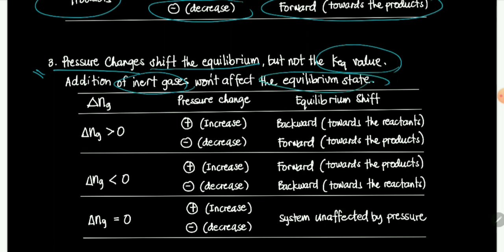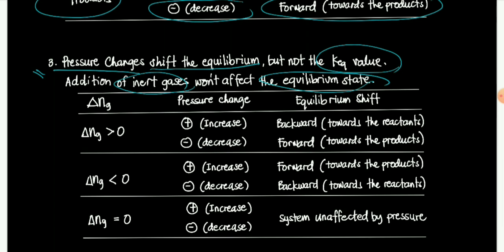Kasi kahit mag-add ka ng inert gas, pareho pa rin yung magiging partial pressure ng inyong mga components doon sa equilibrium. Hindi nagbabago yung pressure nila. Although nagbabago yung pressure ng buong system, but not the partial pressure. So, hindi nagbabago, kumbaga, yung concentration ng mga species na involved doon sa equilibrium. So, wala siyang effect sa equilibrium.